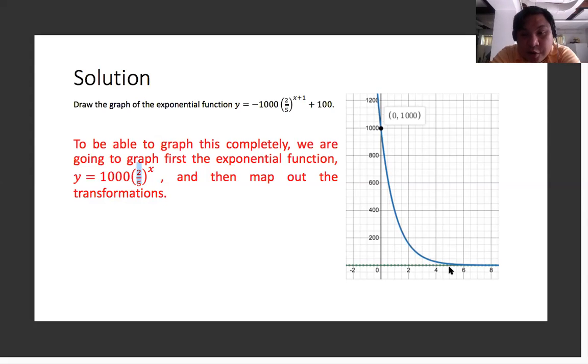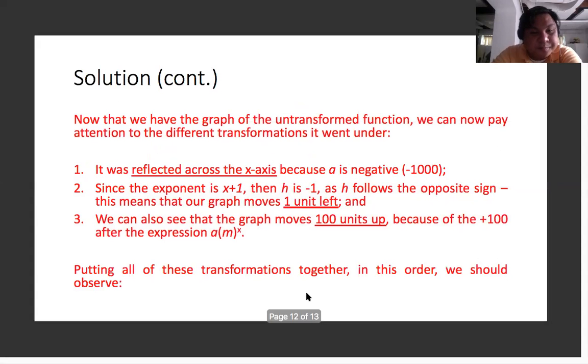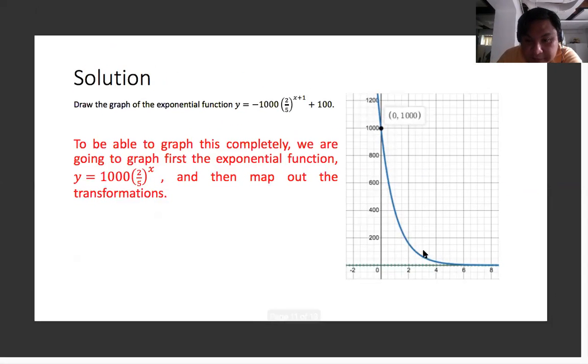Now that you have drawn the parent function, it would be easy to identify how the graph transforms by looking over at the different transformations it has. All right, so let's look at the different transformations. First, it was reflected across the x-axis. This is true because a is negative, as indicated by negative 1,000. So we expect this graph to be reflected over here.